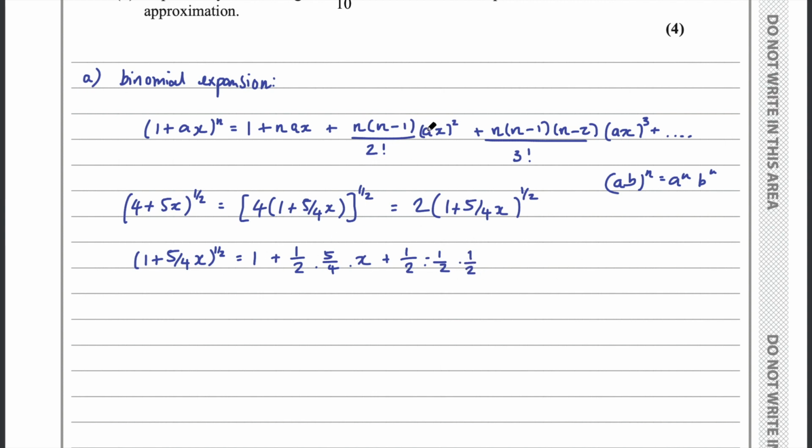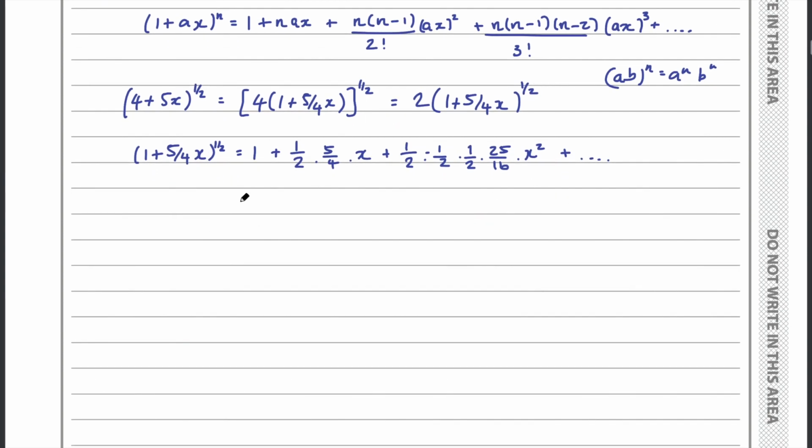Then we've got all of this multiplied by ax squared. So 5 on 4 squared, that's 25 on 16. And then we'll also have the x squared term. Okay, so we've got the first 3 terms, and that goes on. So make sure to add the dots there to show that you know that continues, but you're only doing the first 3 terms. Let's simplify this now.